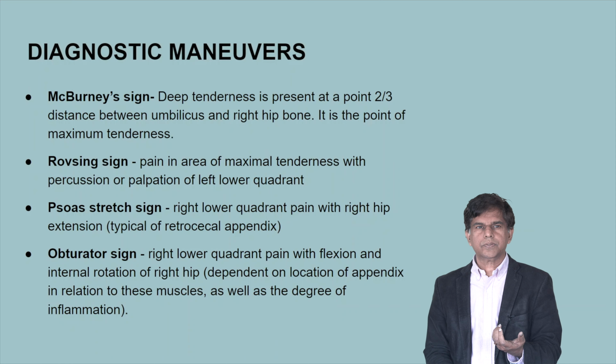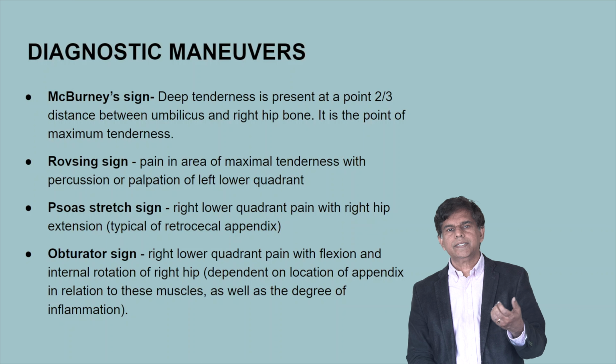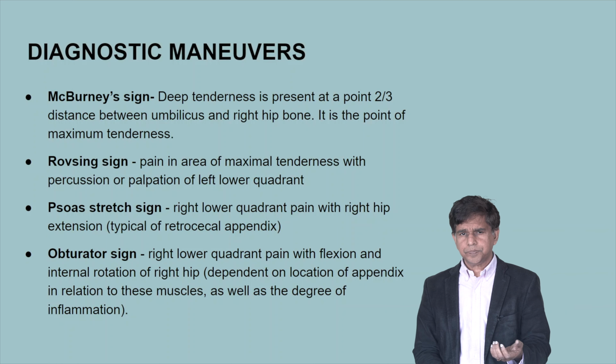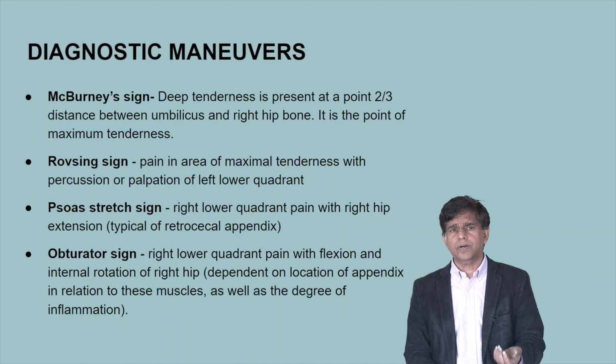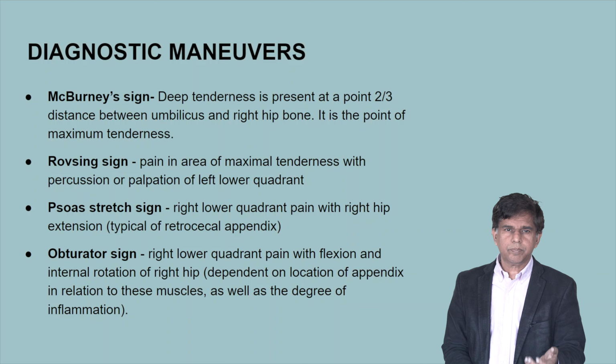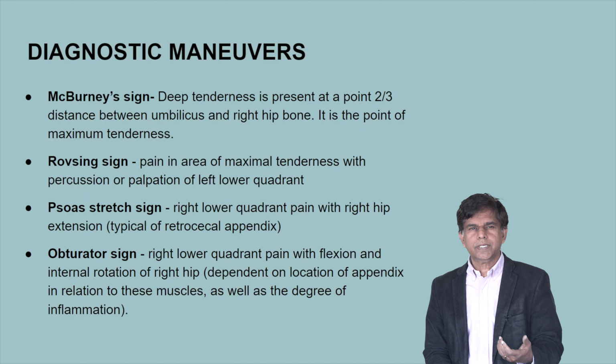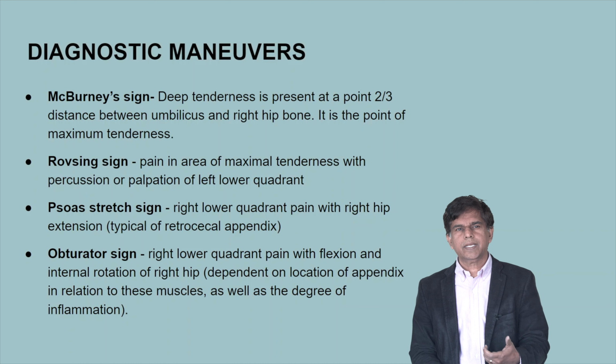In diagnostic maneuvers, you have McBurney's sign, Rovsing sign, psoas stretch sign, and obturator sign. Those are the 4 signs you need to know. So let's look at each one. McBurney's sign is deep tenderness at the point two-thirds of the distance between the umbilicus and the right hip bone. That's the point of maximum tenderness.